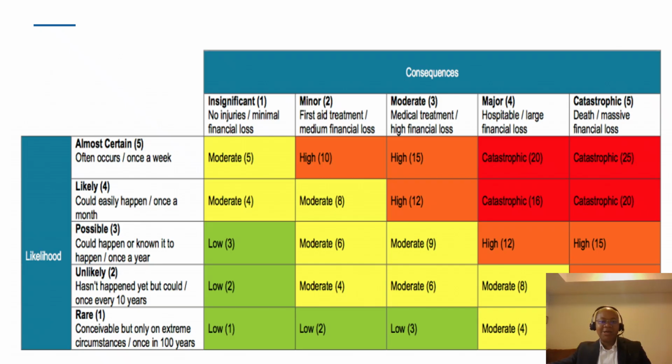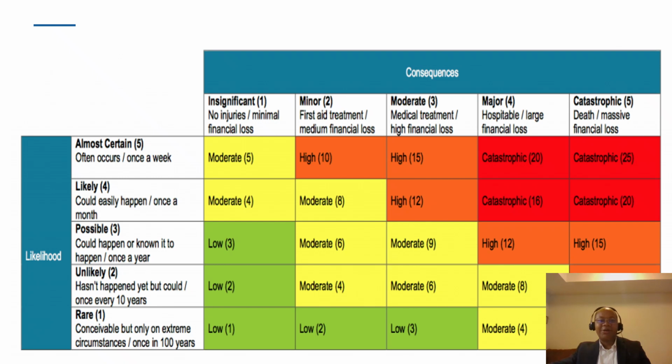So if an event has a likelihood of 2, and let's assume that particular event also has the consequence or impact of 3. 2 multiplied by 3 gives you 6, which shows that that particular event is moderate. Yes, you must still put mitigation in place, but attention will be paid first to the events that are within this red zone.